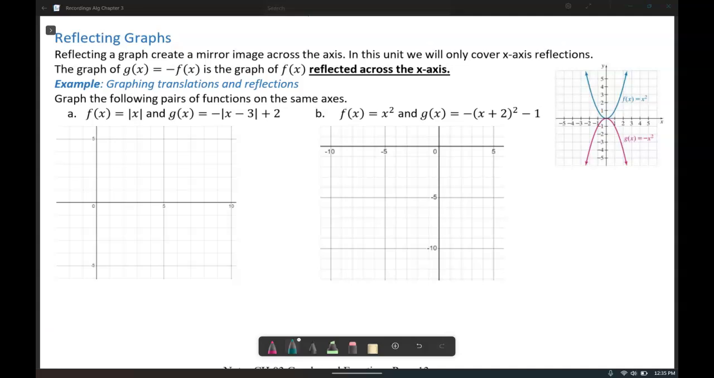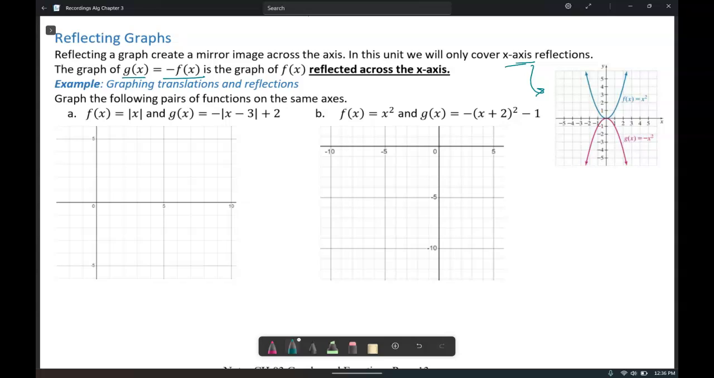Last thing we're going to take a look at for this section is reflecting graphs. Reflecting a graph takes a mirror image across one of the axes. In this unit, we're only going to be covering x-axis reflections, shown here. The graph of a function g of x, if it's equal to negative f of x, then we have f of x reflected across the x-axis.